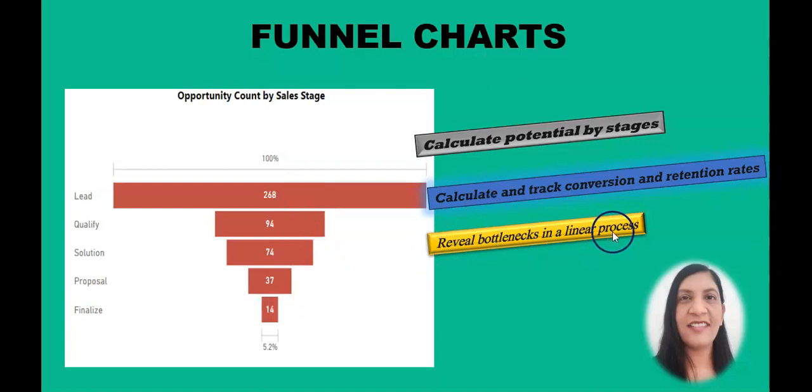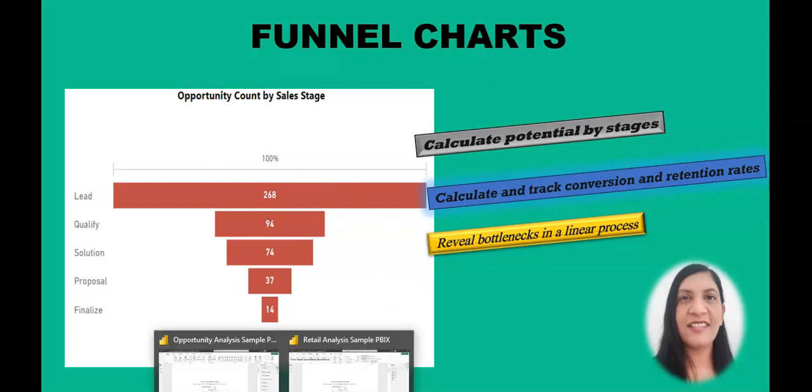It also reveals the bottleneck in a linear process. Where you have a process in stages, some stages show a massive drop like here, and there you can analyze those stages further to see why there is a huge drop. What is the reason, basically? So let's get started here.